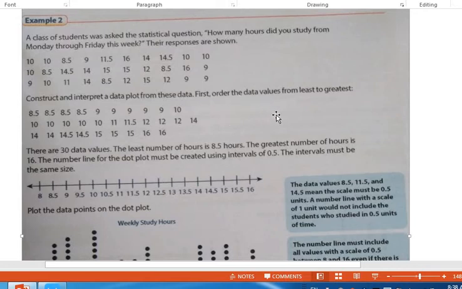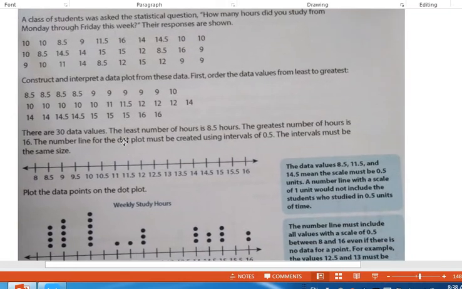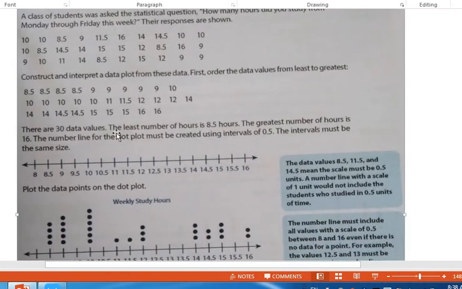First, what should we do? We order the data values from the least to the greatest. So I'm ordering from the least to the greatest, starting from 8.5, and writing the repeated ones. Then there are 30 data values. The least value is 8.5, and the greatest value is 16.